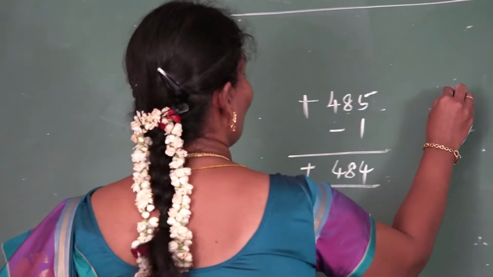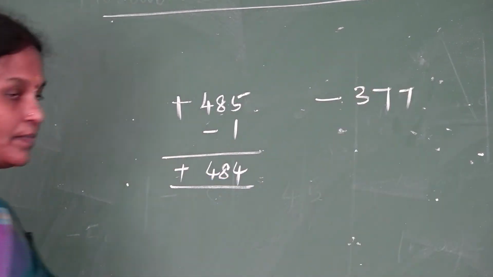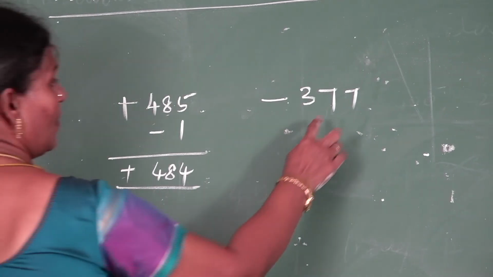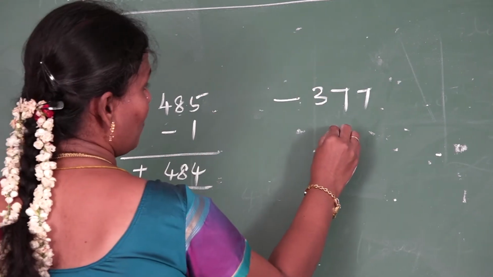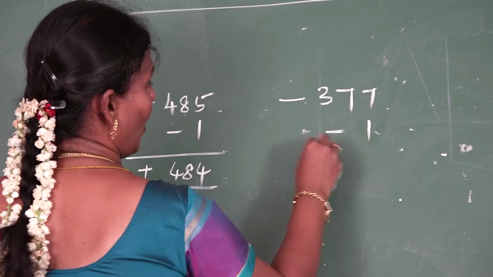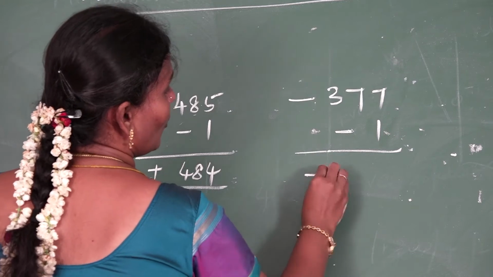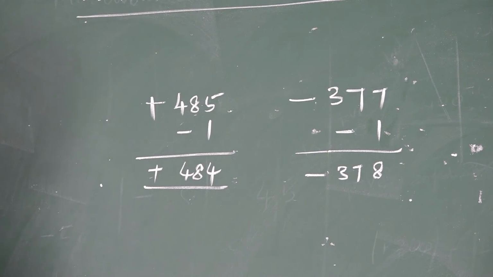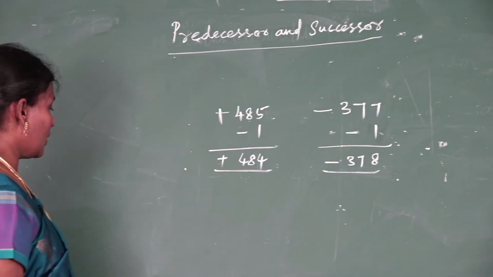Then you take a negative integer, minus 377. What is the predecessor of minus 377? Predecessor means one less than the given number. So less than means you have to subtract 1. Now see here, both are minus, so you have to add them: minus 378. Understand, children?